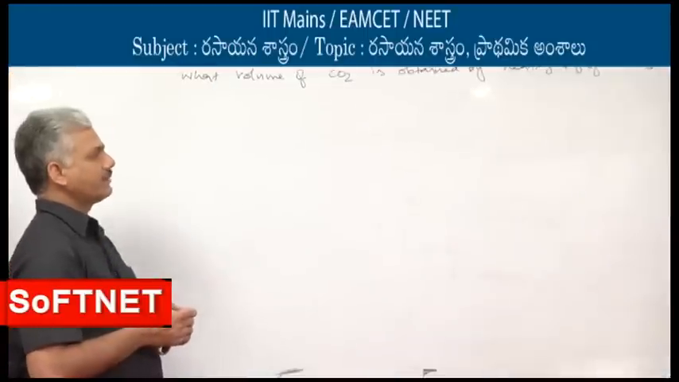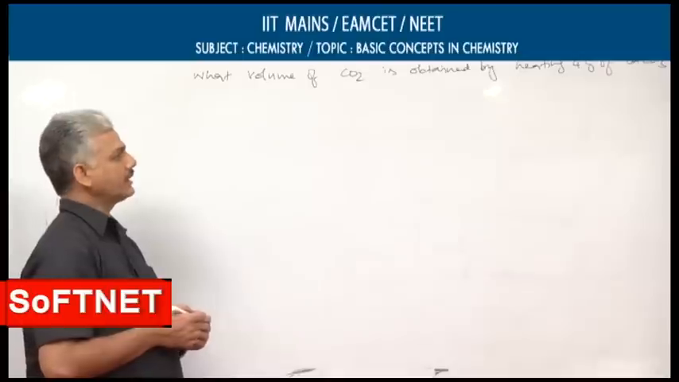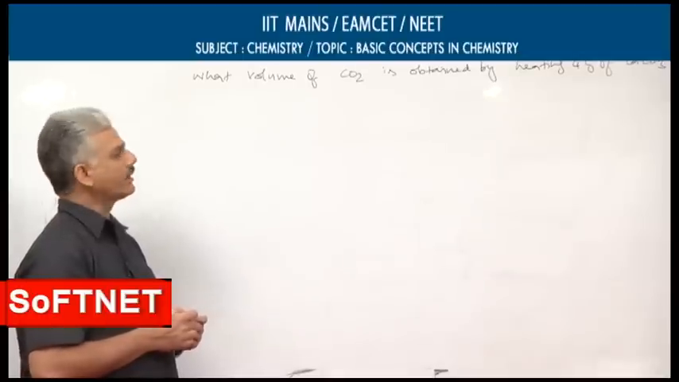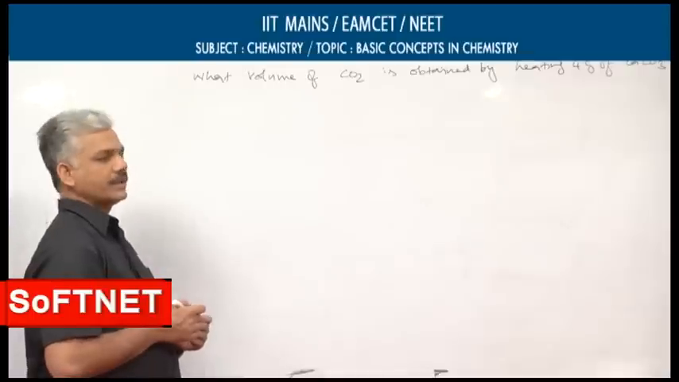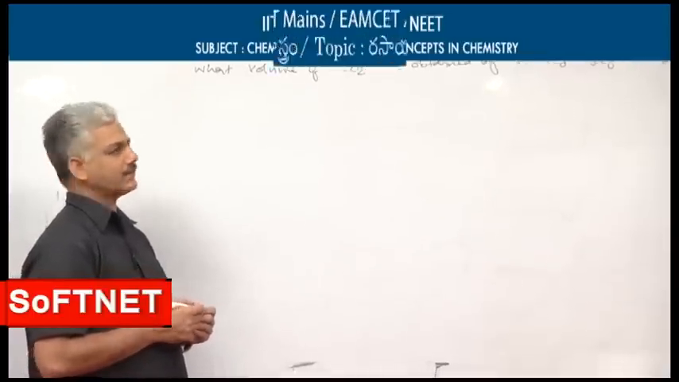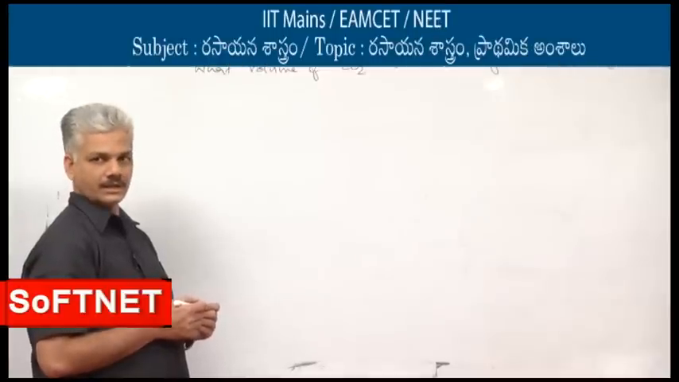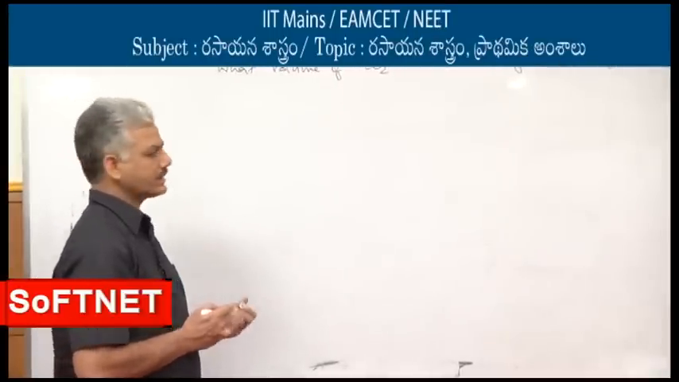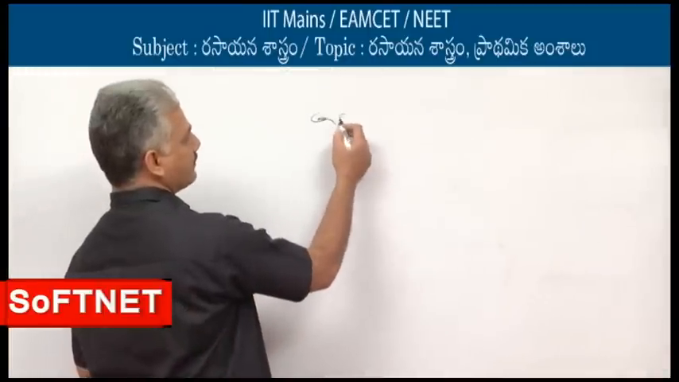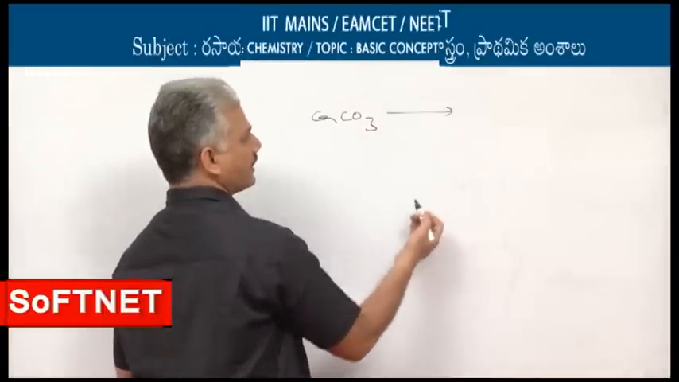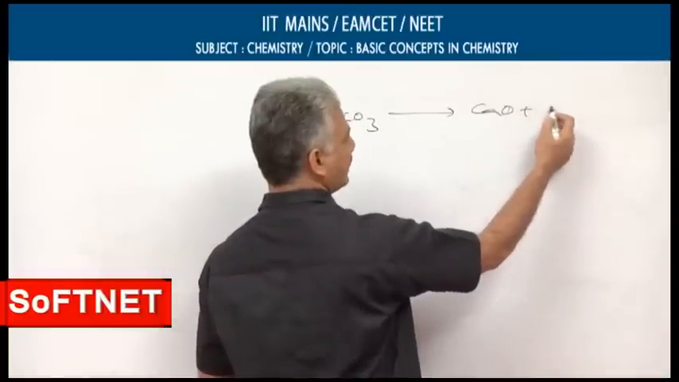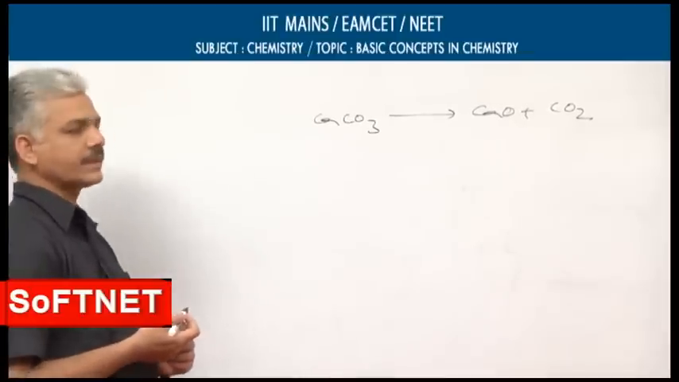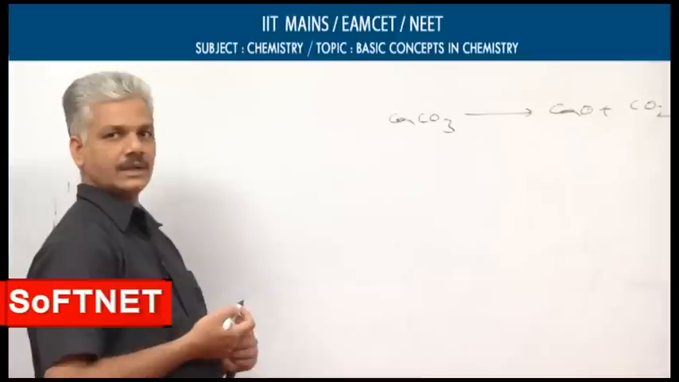What volume of carbon dioxide is obtained by heating 4 grams of calcium carbonate? So, here we should know the reaction involved. When calcium carbonate is heated, it will decompose to give calcium oxide and carbon dioxide. The equation can be represented like this. Calcium carbonate on heating produces calcium oxide and carbon dioxide. It is a balanced equation as it is.